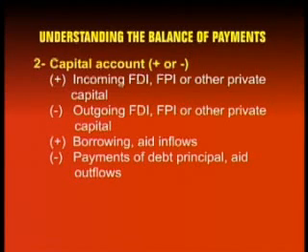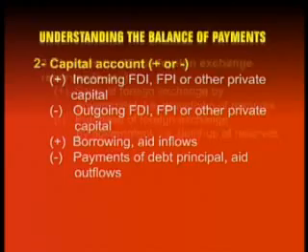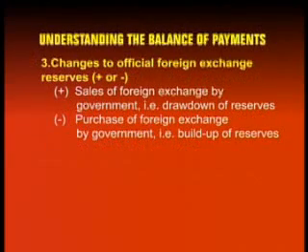Similarly, if Pakistan extended humanitarian assistance to a neighboring country, to a country in need, and that was money that did not have to come back to Pakistan, then those would be aid outflows and would be recorded with a negative sign in the capital account. Now we turn to the third major sub-account in the balance of payments, and that is the foreign exchange reserves account, or the changes to official foreign exchange reserves of the government. And this is where the government intervention comes in.